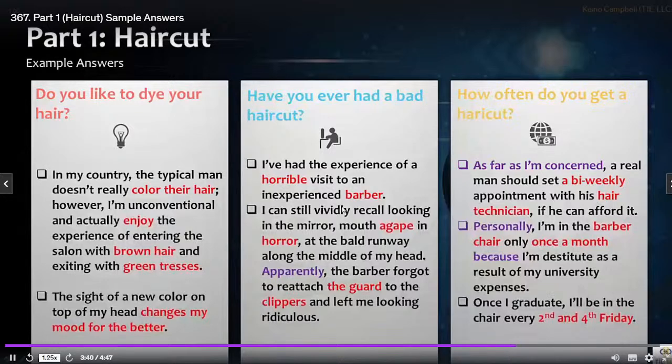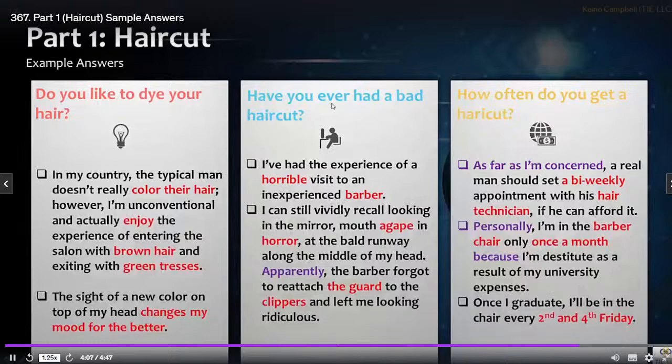Let's read that again. How often do you get a haircut? As far as I'm concerned, a real man should set a bi-weekly appointment with his hair technician if he can afford it. Personally, I'm in the barber chair only once a month because I'm destitute as a result of my university expenses. Once I graduate, I'll be in the chair every second and fourth Friday.